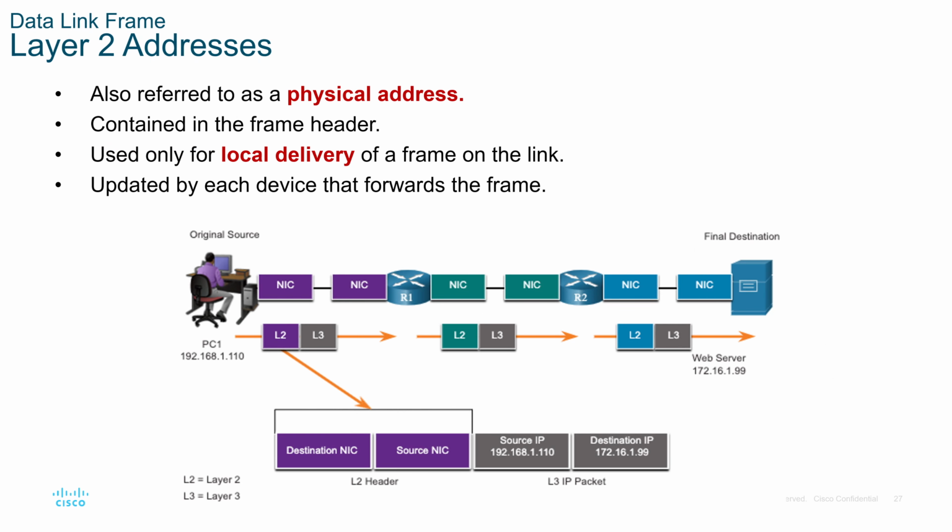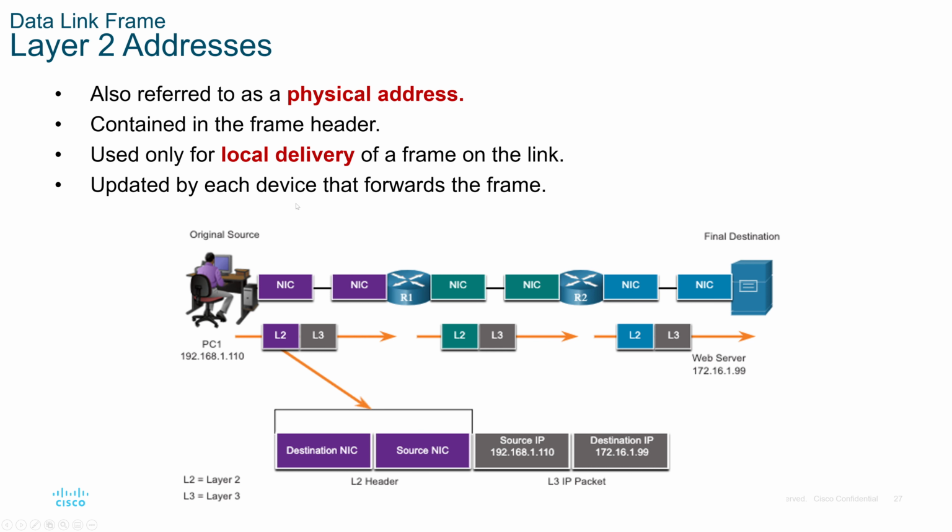Layer 2 addresses are also referred to as physical addresses. A layer 2 address is contained within the frame header and used only for local delivery of a frame on the link. So it's basically only used for local delivery. For example, from this computer end device to this router's port, it will be using the physical addresses.